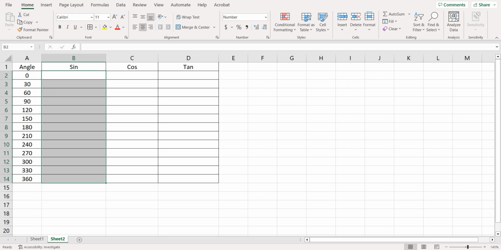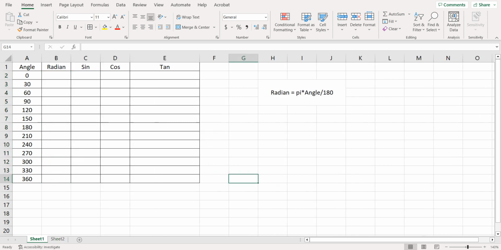So today I am going to show you how you can calculate different trigonometric functions in Microsoft Excel. I'm going to show it in two different ways. First, the basic thing is that when you calculate sine, cosine or tangent of different angles in Microsoft Excel, the angle has to be converted to radians to calculate the actual sine, cosine or tangent value.